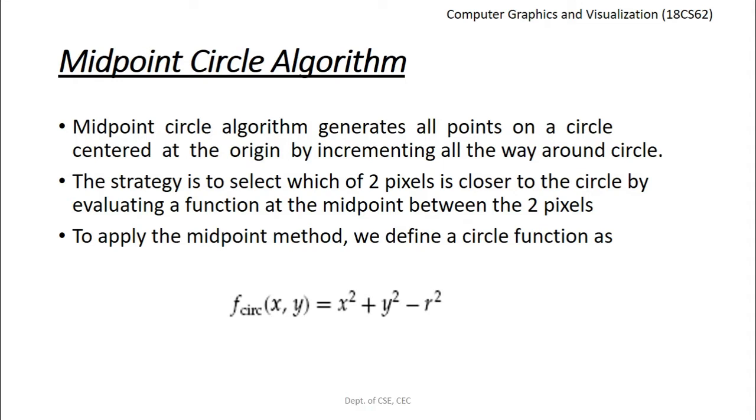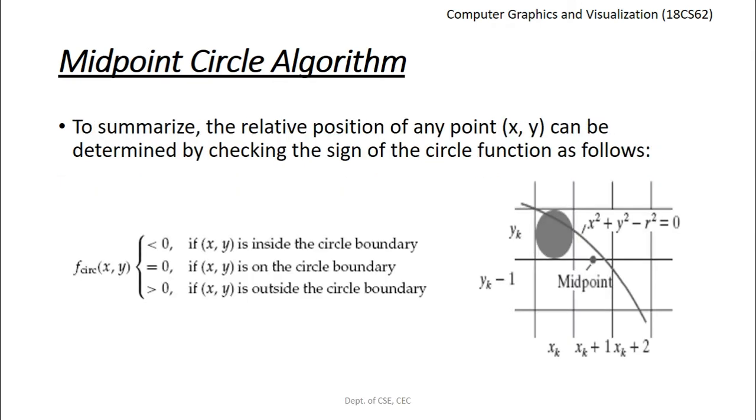Now to apply the midpoint method, we define a circle function as given here: f circle of x comma y equals x square plus y square minus r square, where r is the radius of the circle, and x and y are the points on the circumference of the circle. Now to summarize the relative position of any point x comma y, we can check the sign of the circle function as given below.